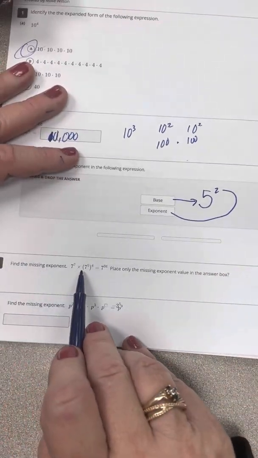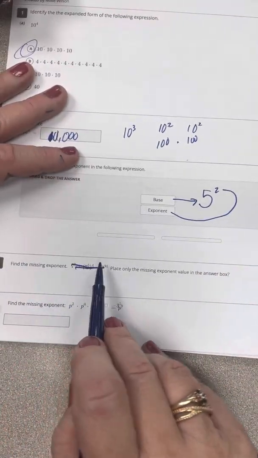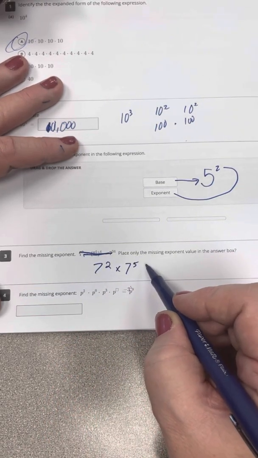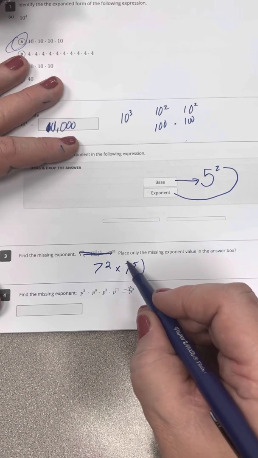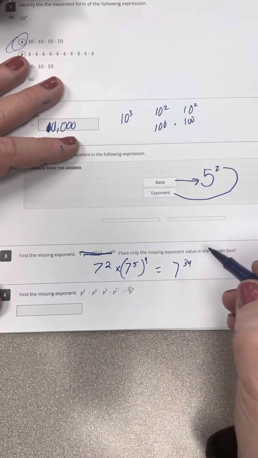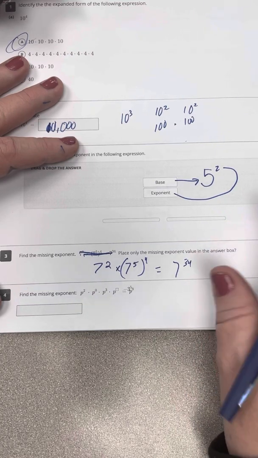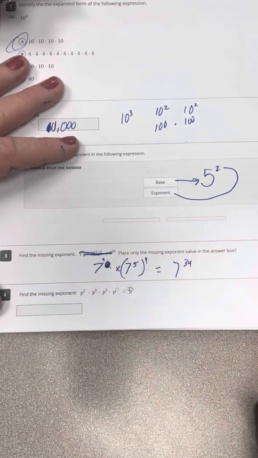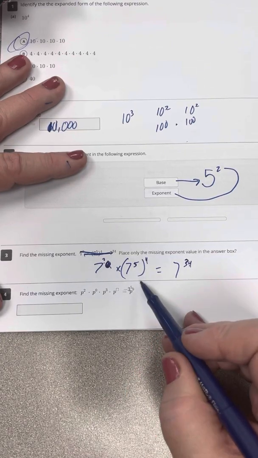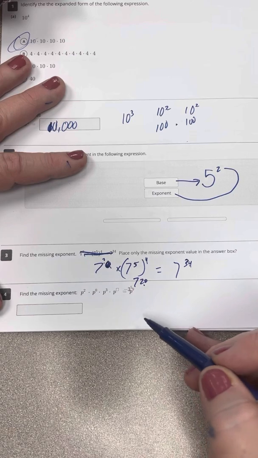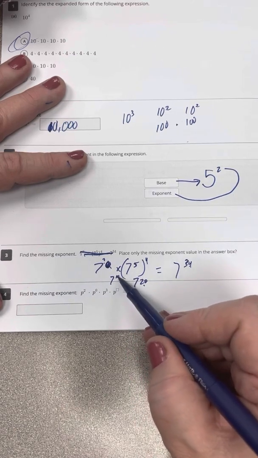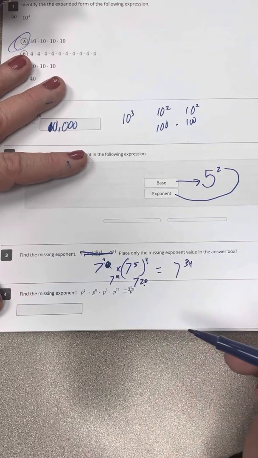All right, find the missing exponent. You're not going to have to do this on the test, but the way you did it, sorry, I shouldn't have scratched it out. 7 to the 5th to the 4th equals 7 to the 34th. Oh, we don't know what this one was. What you've got to do is see what's going to equal 34. So 5 times 4 is 20. So this is 7 to the 20th. So this has to be 7 to the 14th, because 14 and 20 are 34.